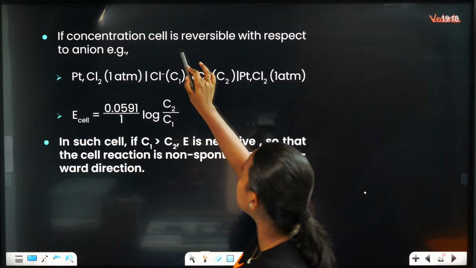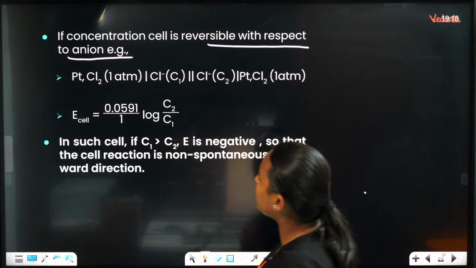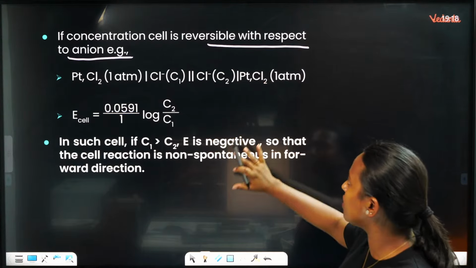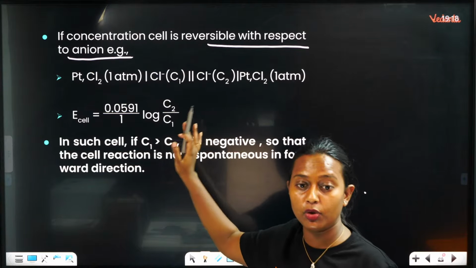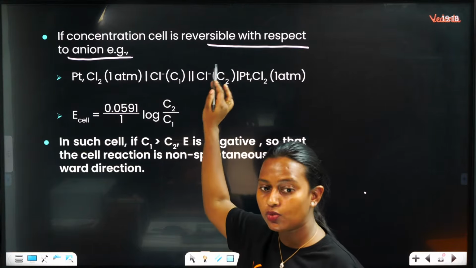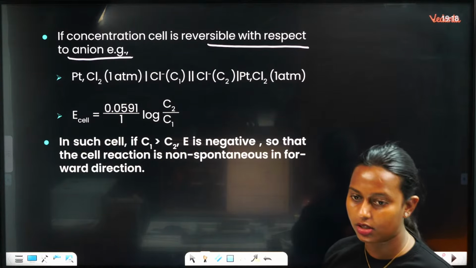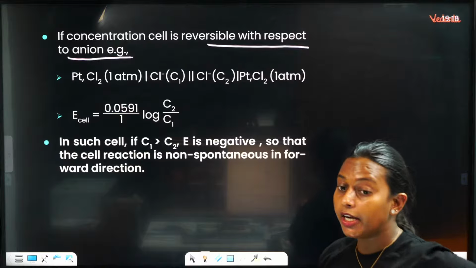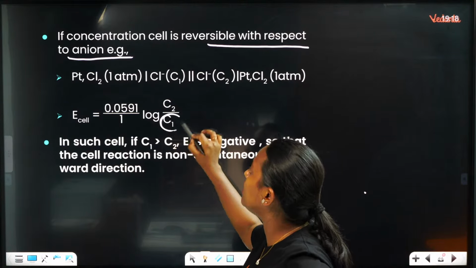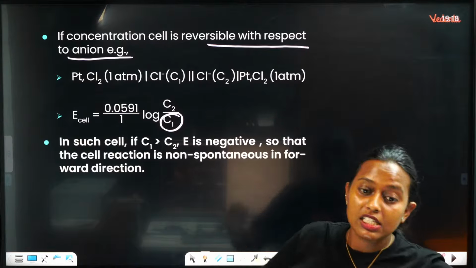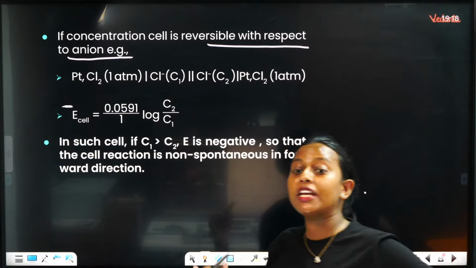Then we are considering next one. If the concentration cell is reversible with respect to anion. Okay, for example, inga oru reaction we are considering. So here C2, C1 எல்லாமே இருக்கு. Anode cathode வரும்போது first we will write cathode, then divided by anode. Cathode divided by anode. So when you assume C1 value da jastiya irukku, C1 value is more, obviously it will become negative.